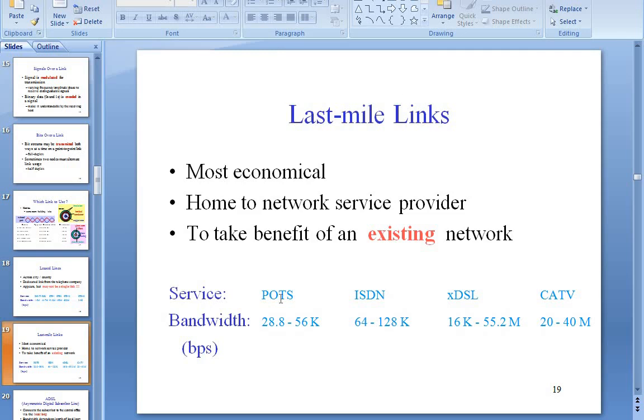We have POTS. POTS is basically plain old telephone service, that is, we can say, ordinary telephone service. And we have ISDN, integrated services digital network, xDSL, and cable TV network, Cat5 basically. So these are the bandwidths for these particular links, and we can use these last mile links as well.